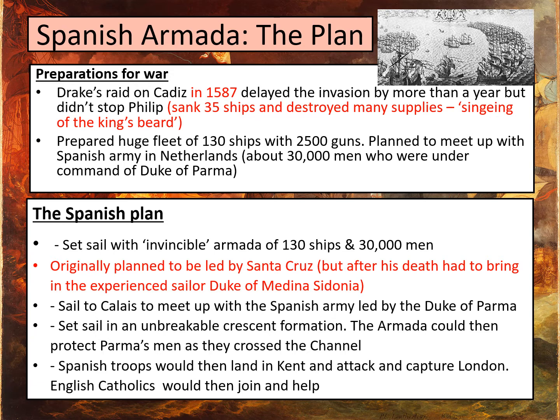This wasn't supposed to be a war at sea. This was supposed to be Philip's Armada arriving, meeting up with other parts of his army from the Netherlands in Calais, and then sailing on to Kent, landing and marching on to London. If they were going to have any kind of battle, it was to be on land, because he didn't believe that people would attack his Armada because it was so strong.